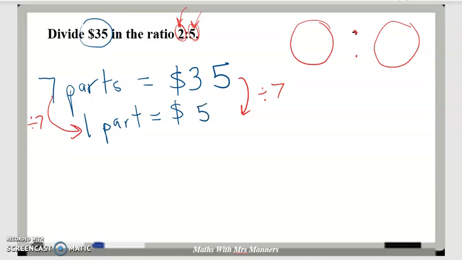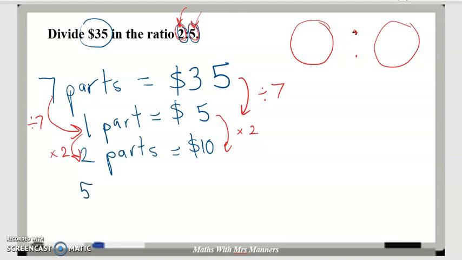1 part equals $5. So one of these siblings gets 2 parts and one gets 5 parts. So I have to now work out what those quantities are. So 2 parts will equal 2 lots of this quantity here. So really we're just multiplying. Now we're going to double that quantity to get 2 parts, and 2 parts will be $10. And then I can work out what 5 parts is. So 5 parts will just be 5 lots of this quantity of $5 here. So 5 lots of that will be $25.